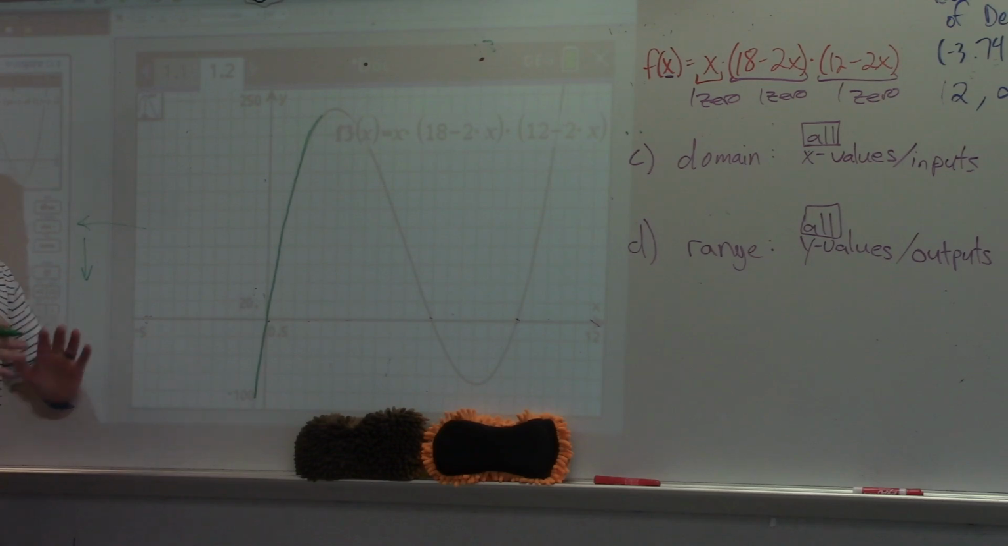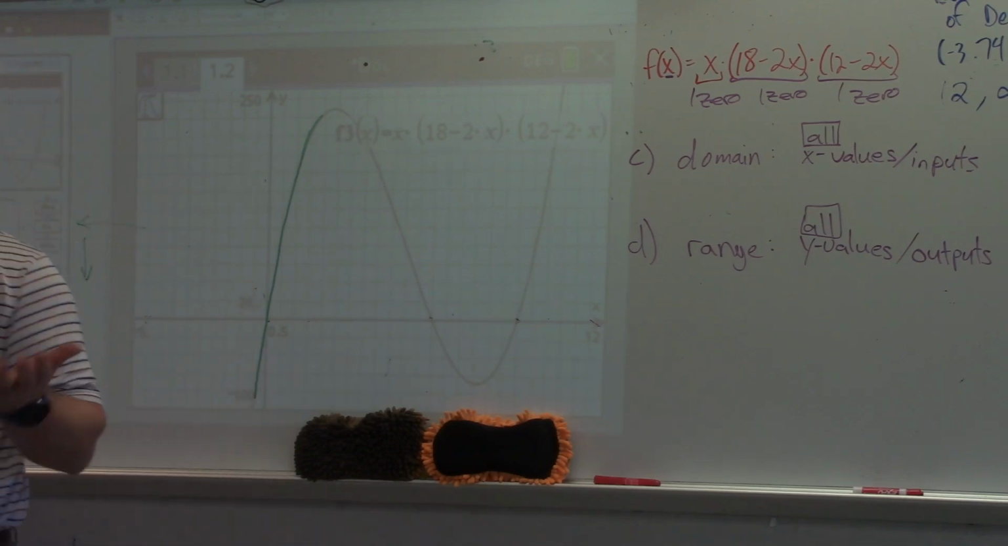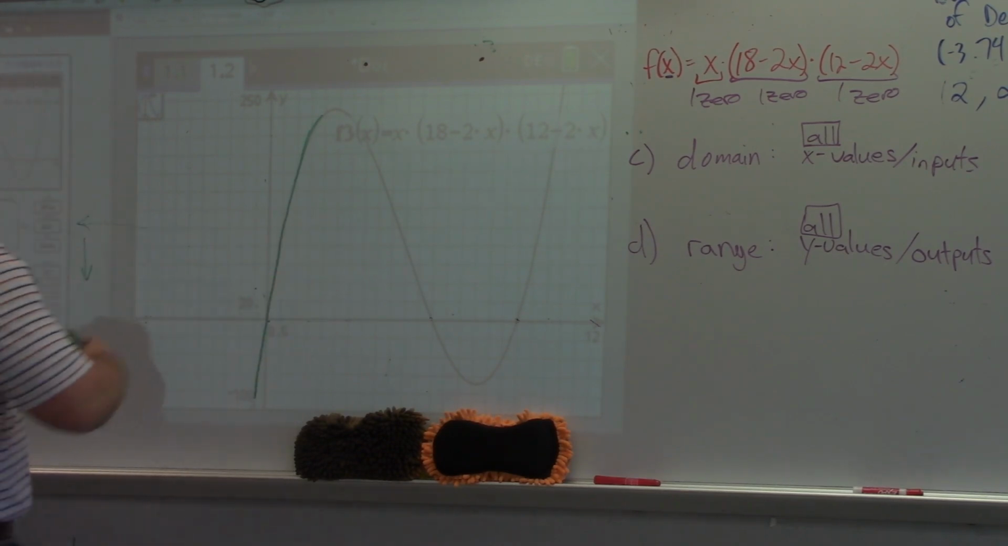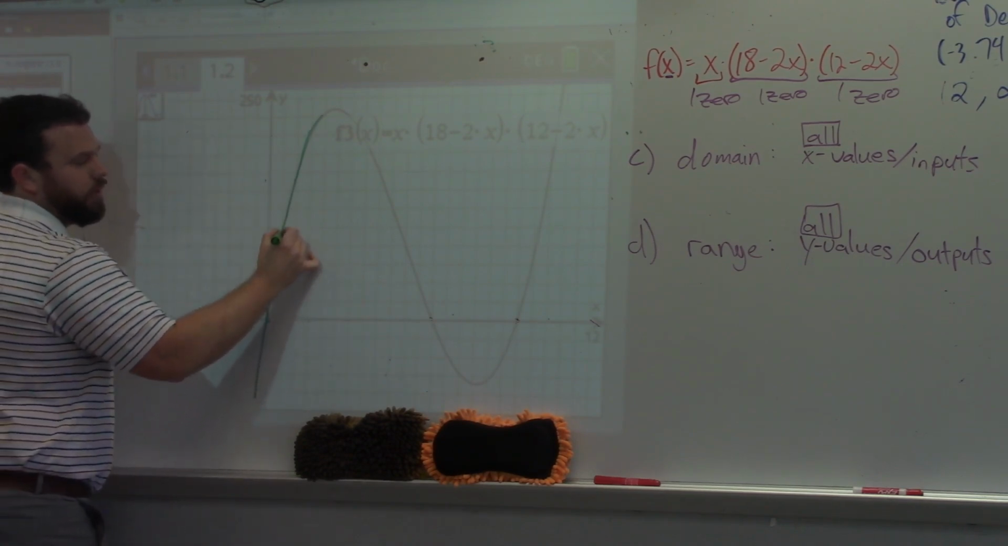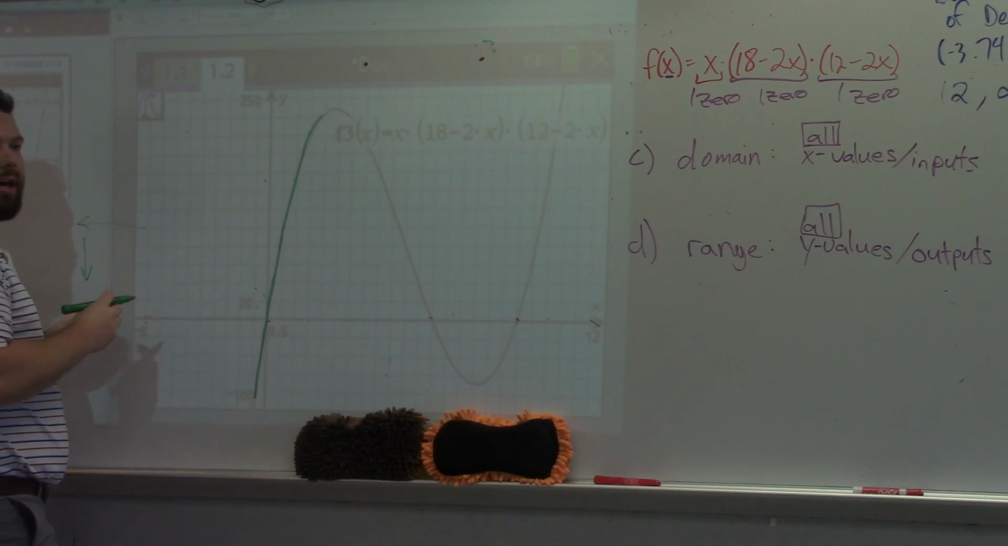Now, I need y'all to remember, when we're talking about that going up, it's much like when we talked about reading a graph before. How do you read graphs? Always from left to right. Okay, I go from left to right, and as I went from the left to the right, it was going up.